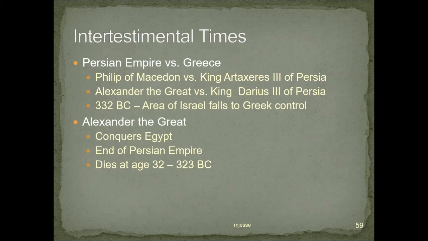Alexander goes on from there to conquer Egypt, and he now becomes known as Alexander the Great, and it is the end of the Persian Empire. And then, strangely enough, Alexander, at the young age of 32, gets sick and dies. The year is now 323 BCE.